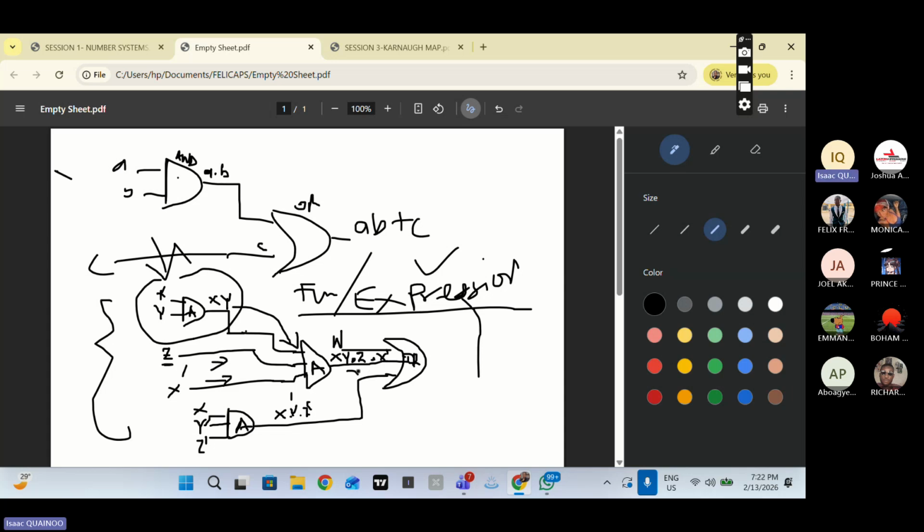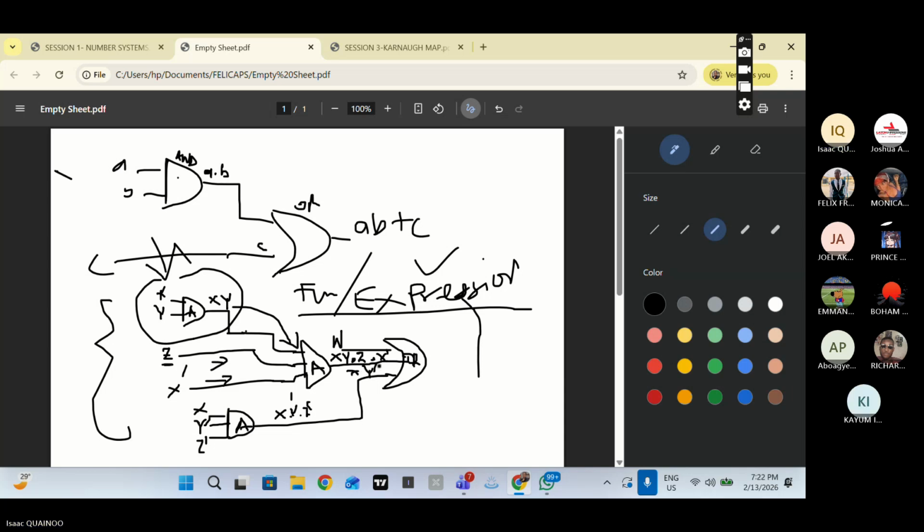So we have X, Y bar, Z bar. Let me put it like that. So we have our three inputs ready for our last logic gate here. You can see that our last logic gate here is an OR logic gate.